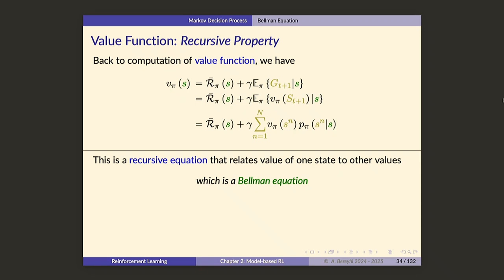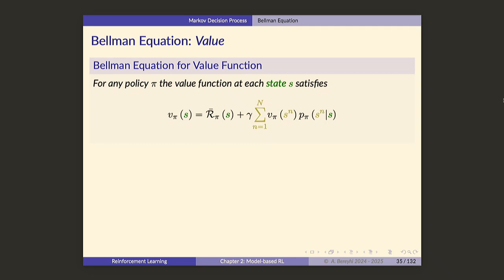So the value function at any state is related to the other values in this form. Okay? This equation is correct. And this is what we call the Bellman equation. Okay, so that is the Bellman equation.